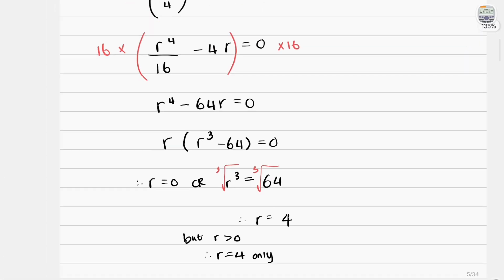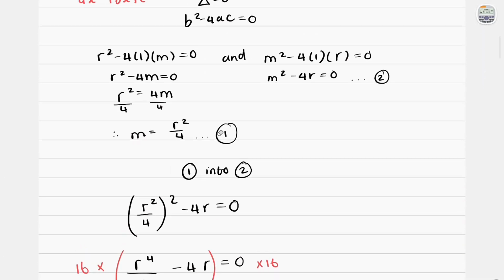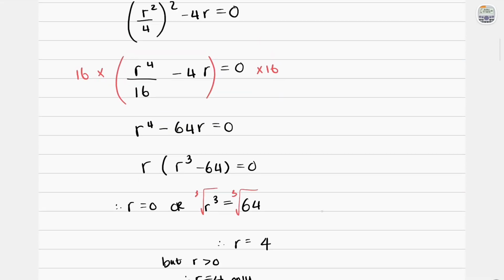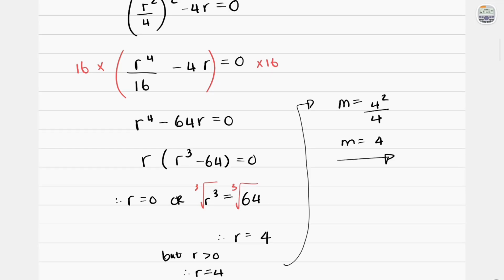Okay, so if this is the value of r, we can now find m. We can just use this equation. M equals r squared over 4. So this means that we'll just say m is equal to 4 squared over 4. And so you see how that's just going to be equal to 4. So that's our answer. R is equal to 4 and m is equal to 4. And those are our answers. And that is it for question 1.